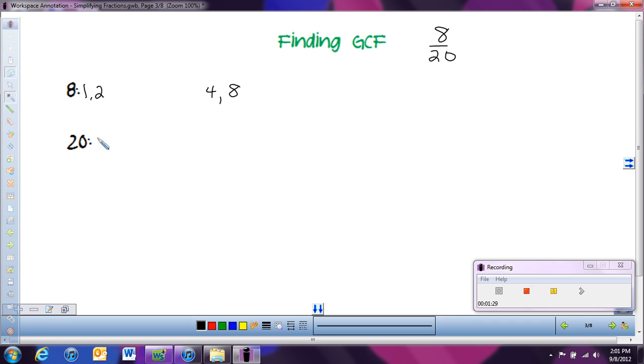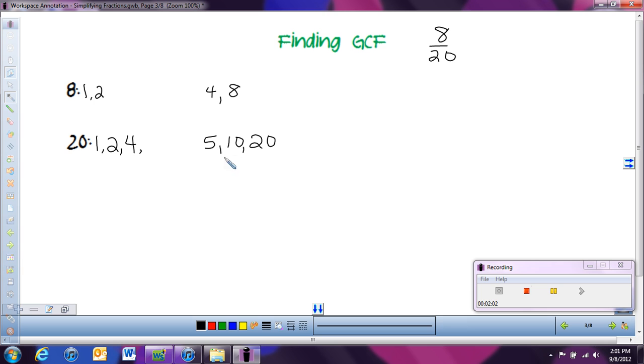So now we can try 20. So we'll start with 1. 20 divided by 1 is 20. Then we'll move on to 2. 20 divided by 2 is 10. 20 divided by 3 won't give us a whole number, so we won't write that one down. And then next we'd have 20 divided by 4, which would be 5. And then we have 20 divided by 5, which is 4. We've met in the middle, so now we have all of our factors. So here's all the factors of 8. Here's all the factors of 20.